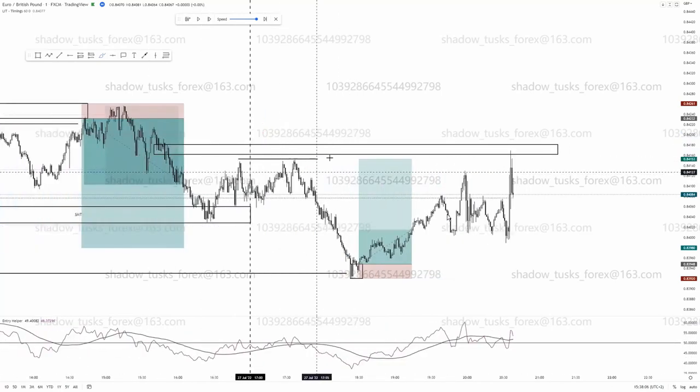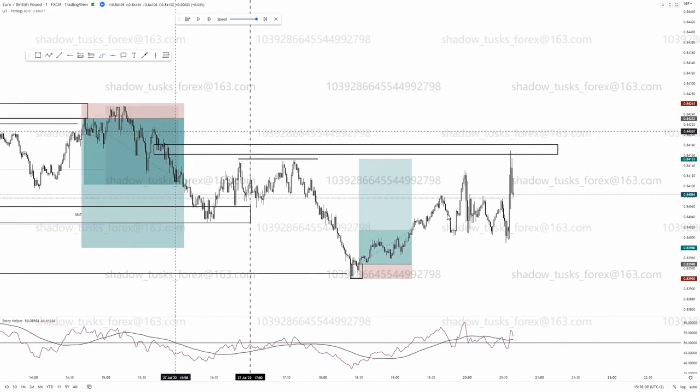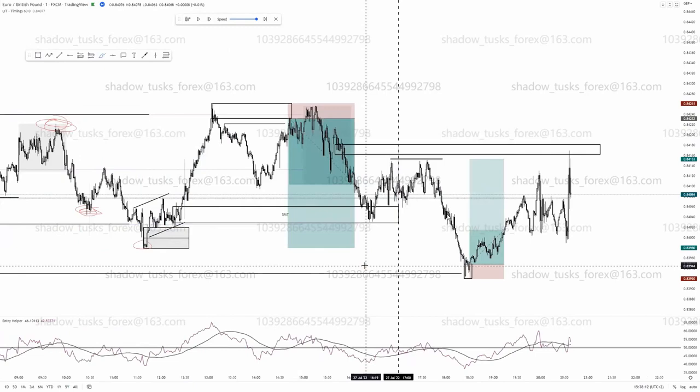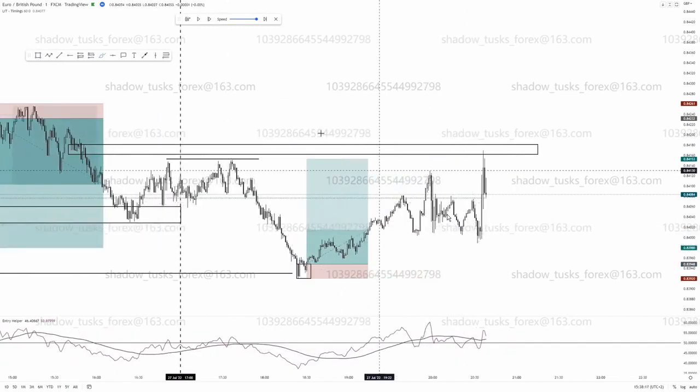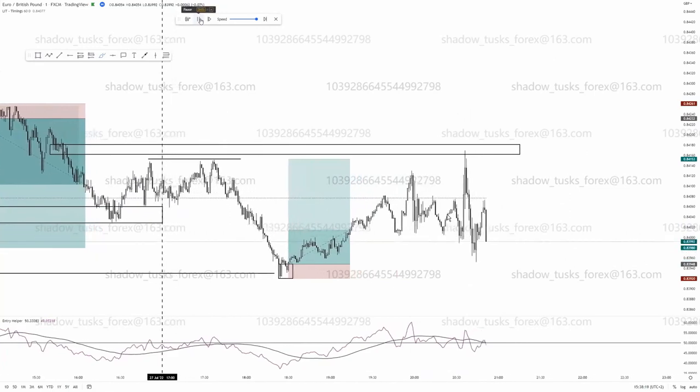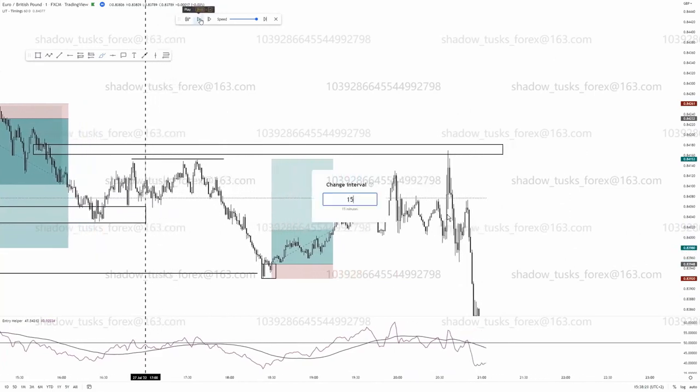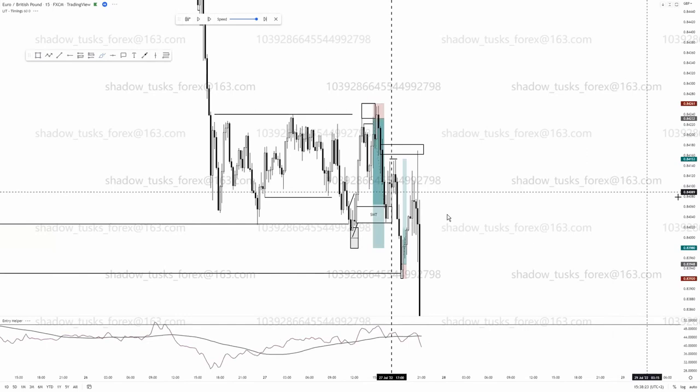So yeah, I like to have reasons for taking my POIs. Like, oh, it's an inducement POI. Oh, it lines up with Asia midline. Oh, it lines up with Asia high or Asia low. I like to have a reason. Okay, and then price does its thing and continues to melt.